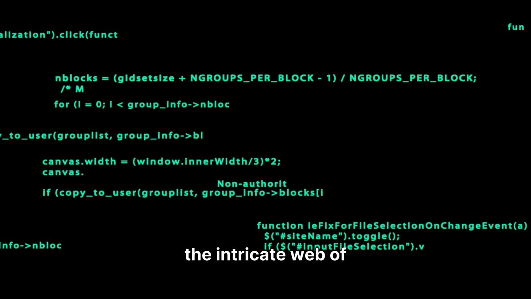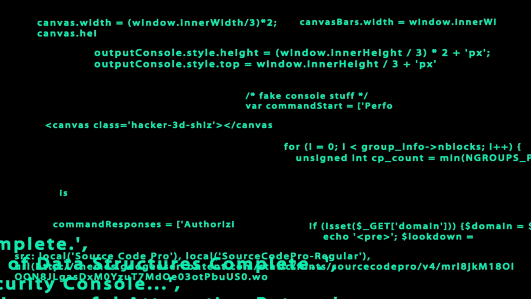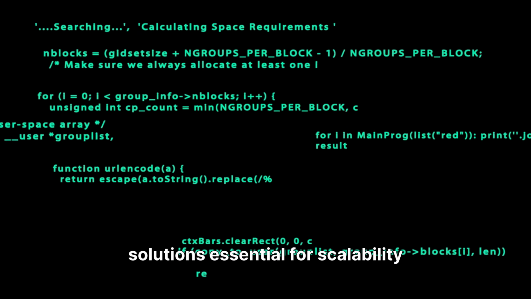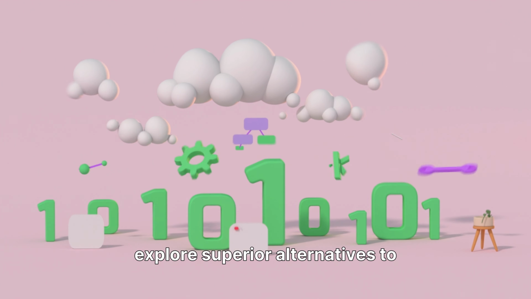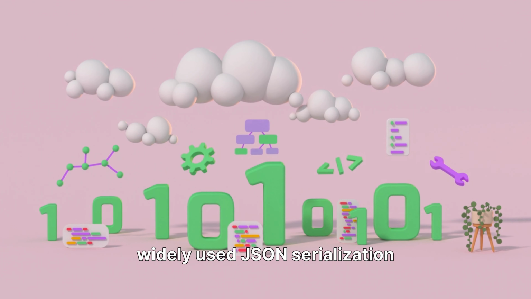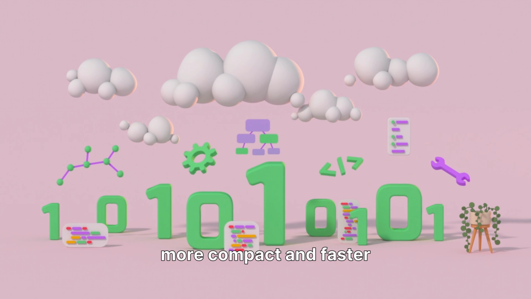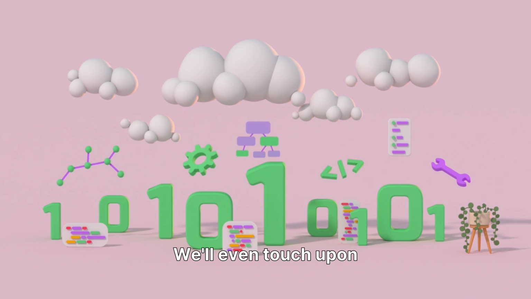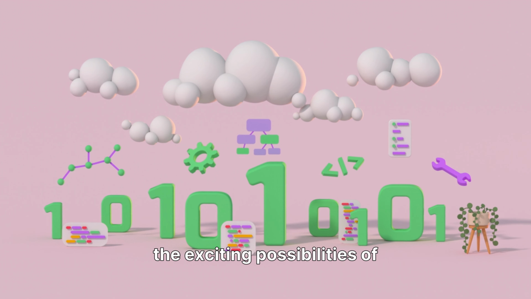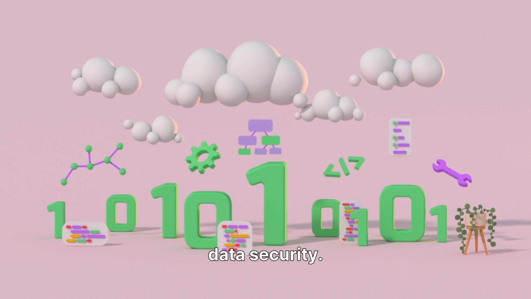It's not designed for the intricate web of data that modern games often require, making custom solutions essential for scalability and reliability. Throughout this guide, we'll explore superior alternatives to PlayerPrefs, such as the widely used JSON serialization for human-readable data and binary serialization for potentially more compact and faster storage. We'll even touch upon the exciting possibilities of cloud-saving solutions for cross-device play and enhanced data security.